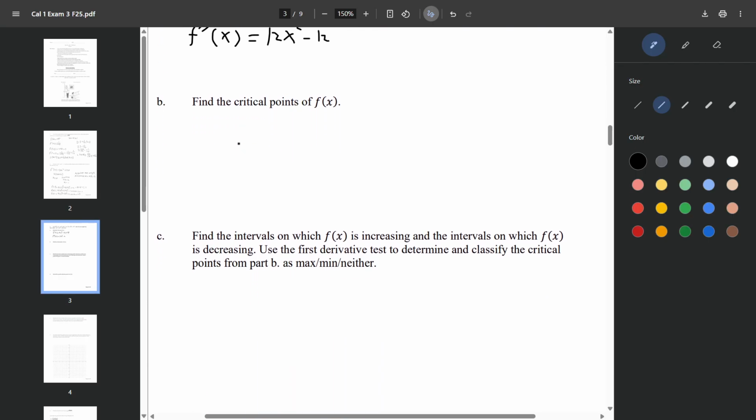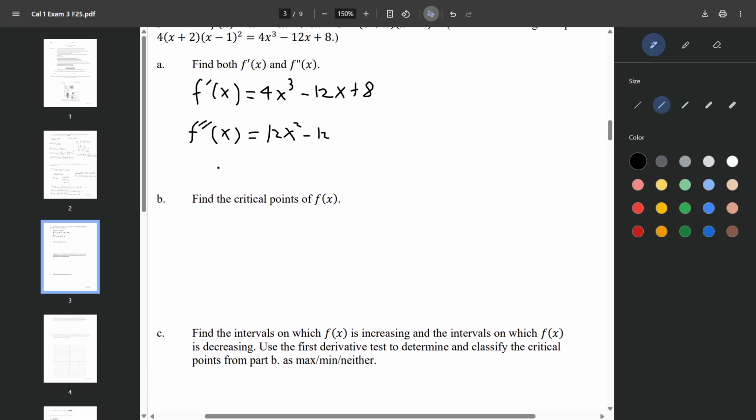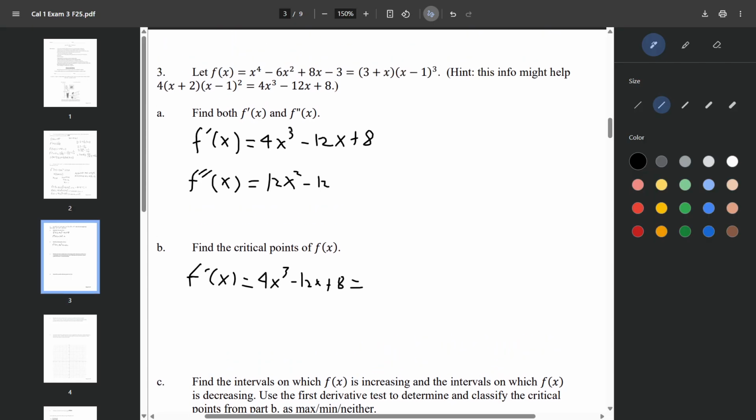Part B is to find the critical points. In order to find the critical points, we will use f prime of x, because we want to see when our slope is going to be equal to 0, and the best way to find that is with f prime of x and see when the equation equals 0. The easiest way to see when the equation equals 0 is in factored form.